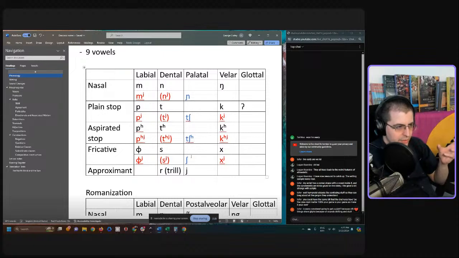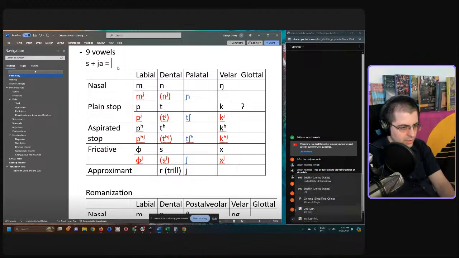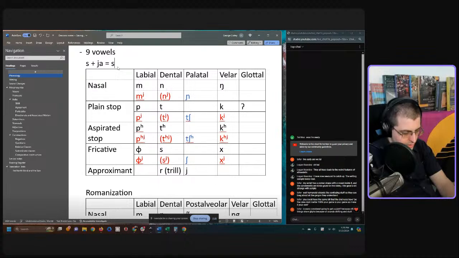You're going to have those isolated consonants. Then you can have that isolated consonant character, and you can have s plus ya equals sha.